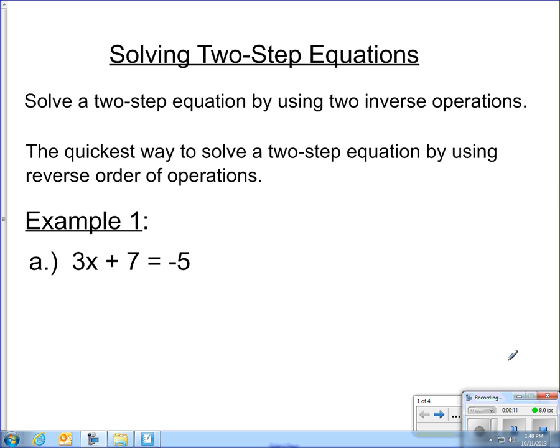First, little side notes. To solve a two-step equation, you solve it by using two inverse operations. So remember, the inverse of adding is subtracting, subtracting is adding. The inverse of multiplying is dividing, and dividing is multiplying.